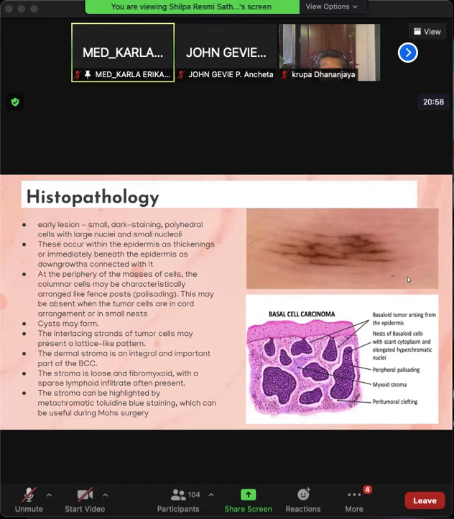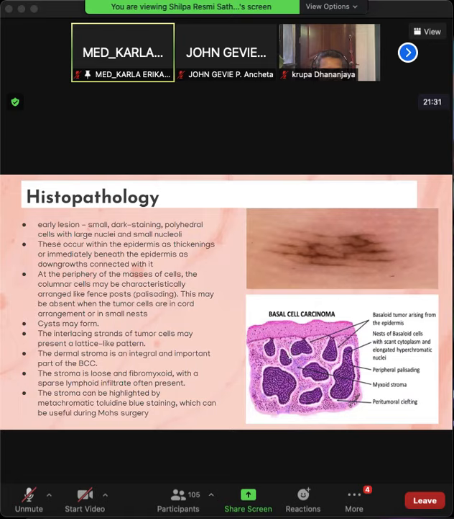So next is histopathology. Early lesions may show small dark staining polyhedral cells with large nuclei and small nucleoli, and these occur within the epidermis as thickenings or immediately beneath the epidermis as downgrowths connected with it. At the periphery of the nests of cells, the columnar cells may be characteristically arranged like fence posts, that is palisading, which is shown in this picture. And this may be absent when the tumor cells are in cord arrangement or in small nests.